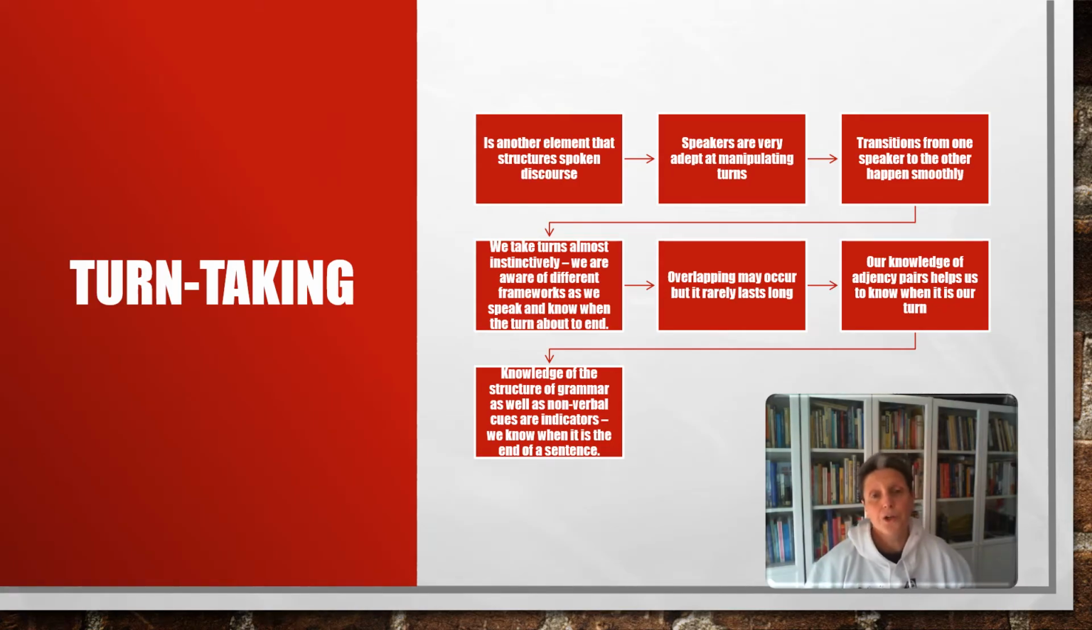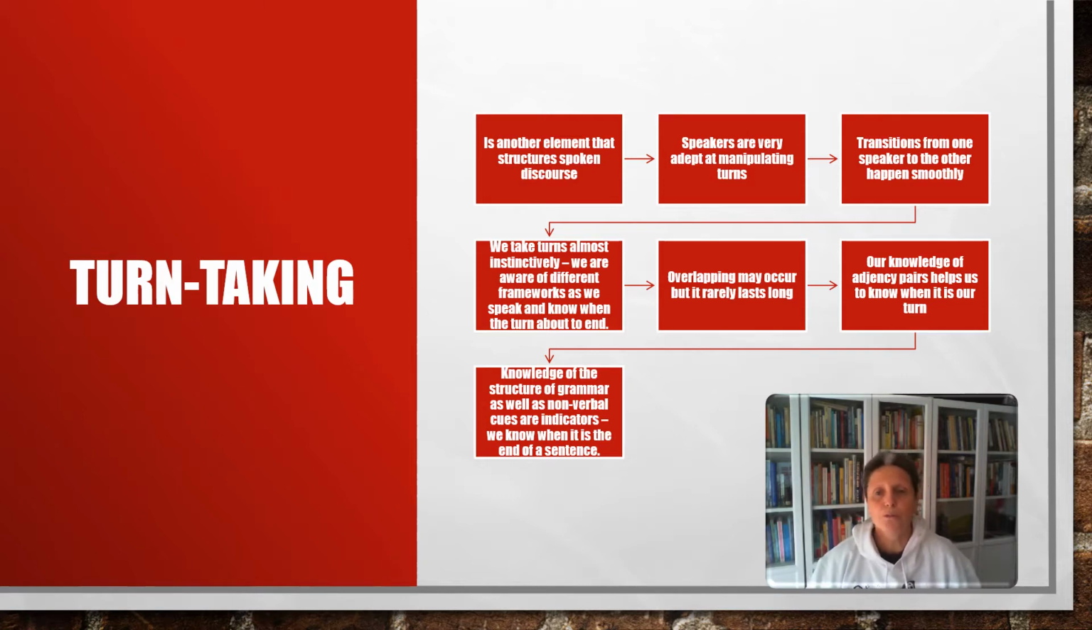The other thing is turn taking. This is another element in spoken discourse, and you'll be able to identify it in the transcript. Remember always to give the example and the line number. Speakers are very adept at taking turns and manipulating turns. These transitions from one speaker to another often just happen very smoothly.